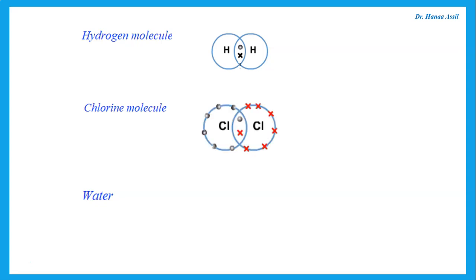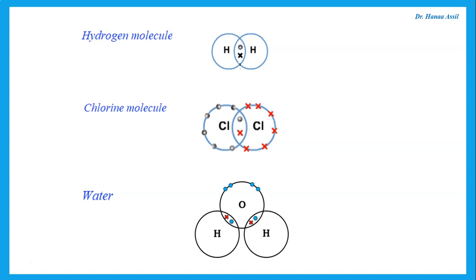What about chlorine? Chlorine with chlorine, each chlorine needs one, so they're going to share a pair of electrons, and don't forget that they still have the rest of the 7. Each of these chlorine atoms had 7 electrons in its outer shell. It used only one of them, so each of them still has 6 electrons around in that shell.